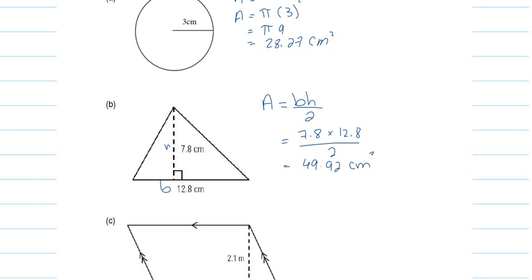All area, the unit is squared. Because look what happens. When you multiply, this is what you're doing, right? The base is in centimeters, right? And the height is in centimeters, right? When you multiply centimeter by centimeter, what happens? It's centimeters squared, right? That's why.